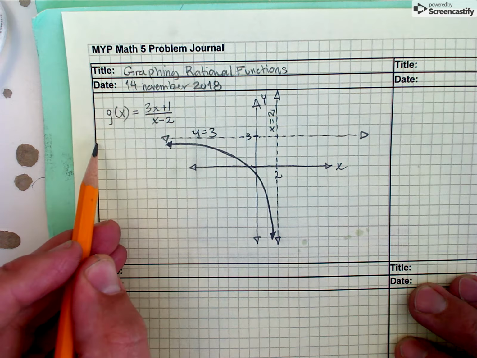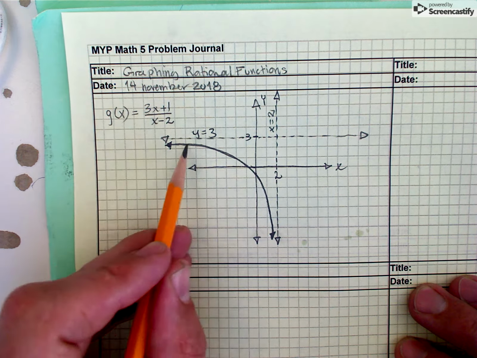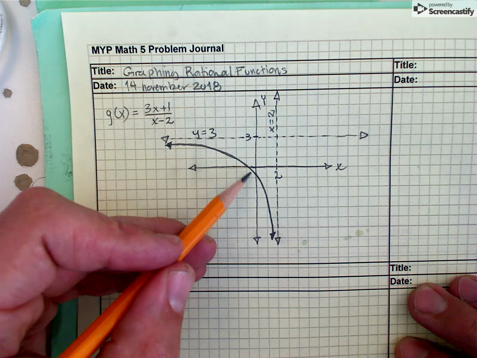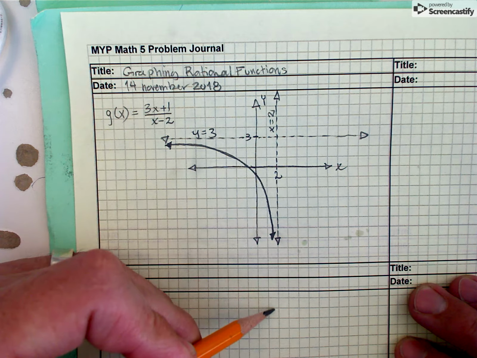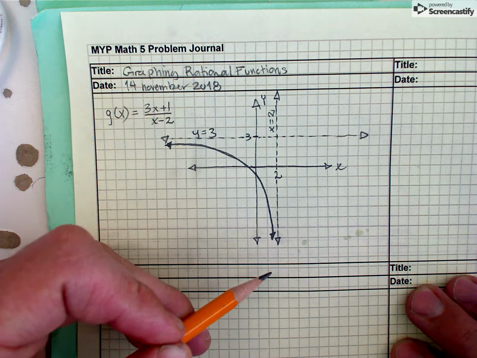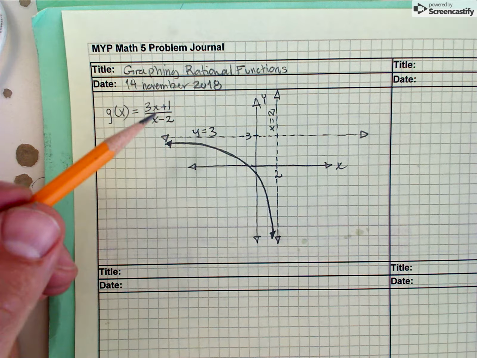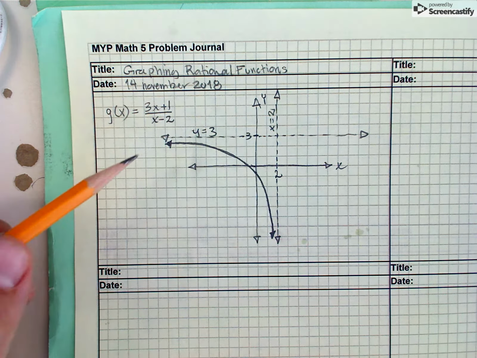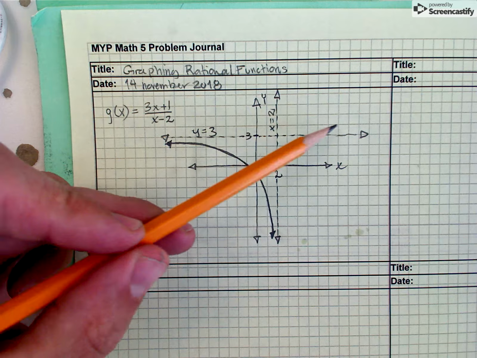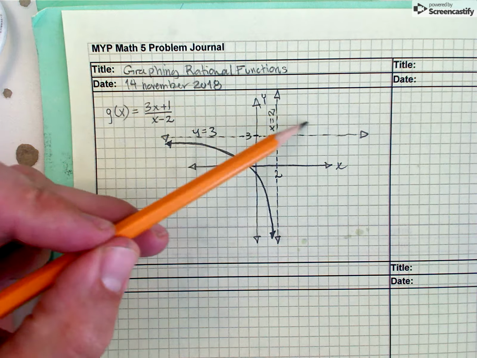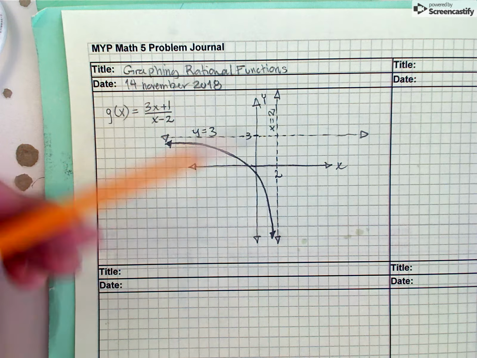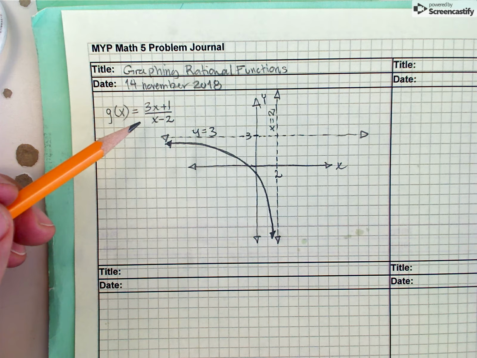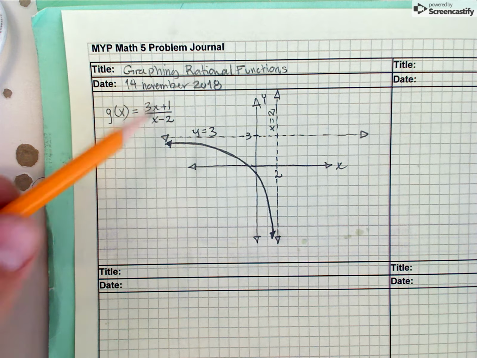And you can see that my graph approaches the asymptote, the y equals 3 asymptote, the horizontal asymptote, in this direction. And it approaches x equal to 2 when I move down in this direction. So I understand the nature of this equation pretty well. So I know that my other piece is going to be up here. But that's not always the case for more complex rational functions.